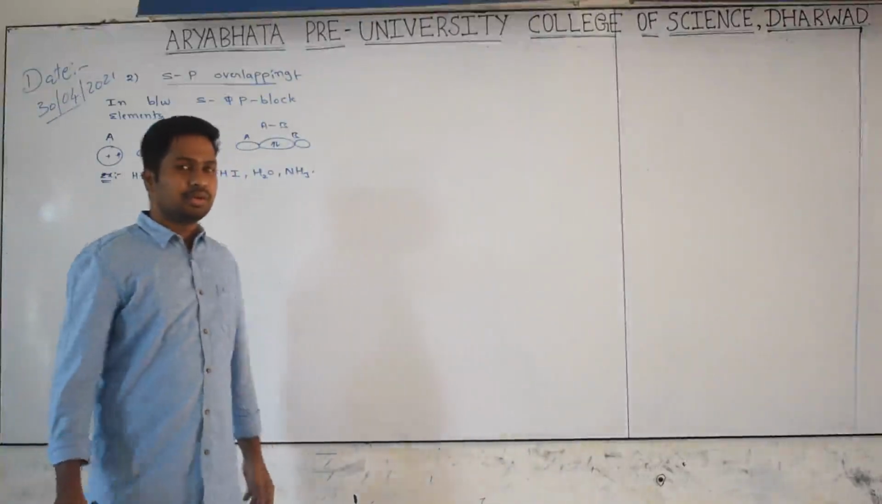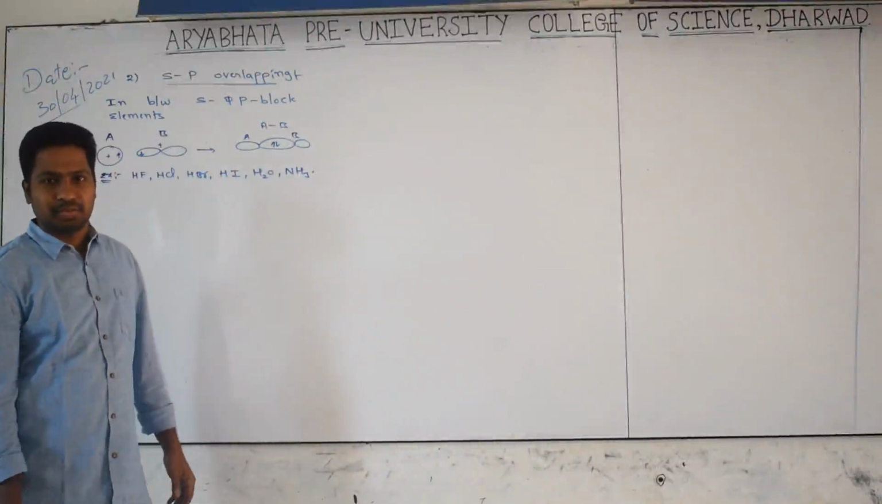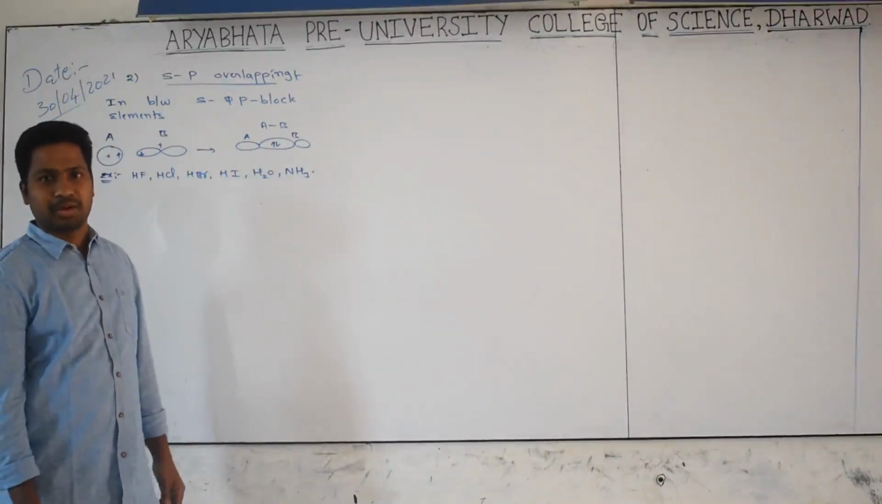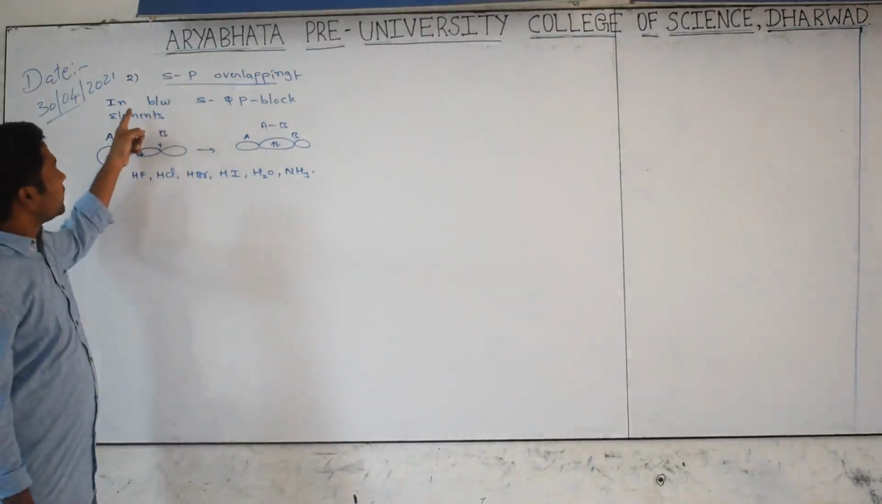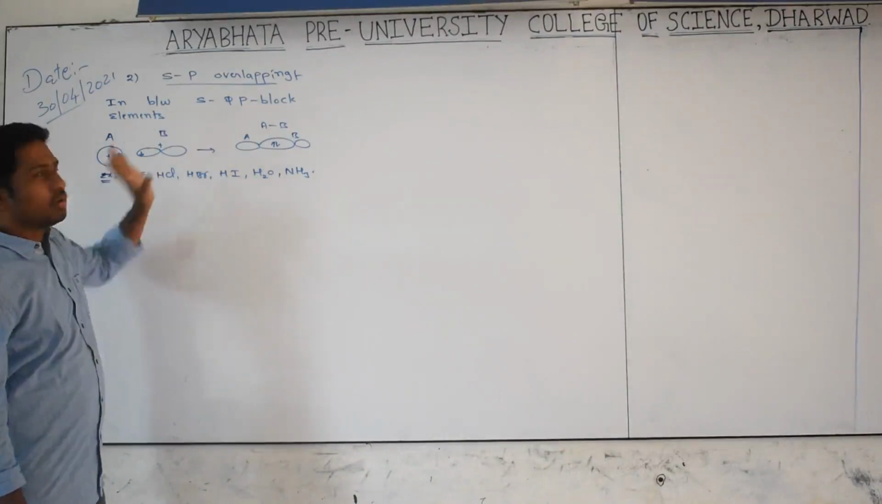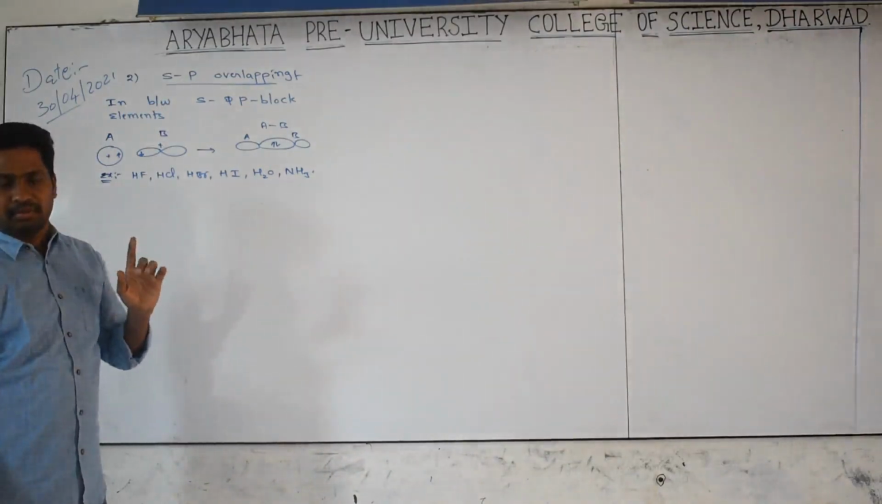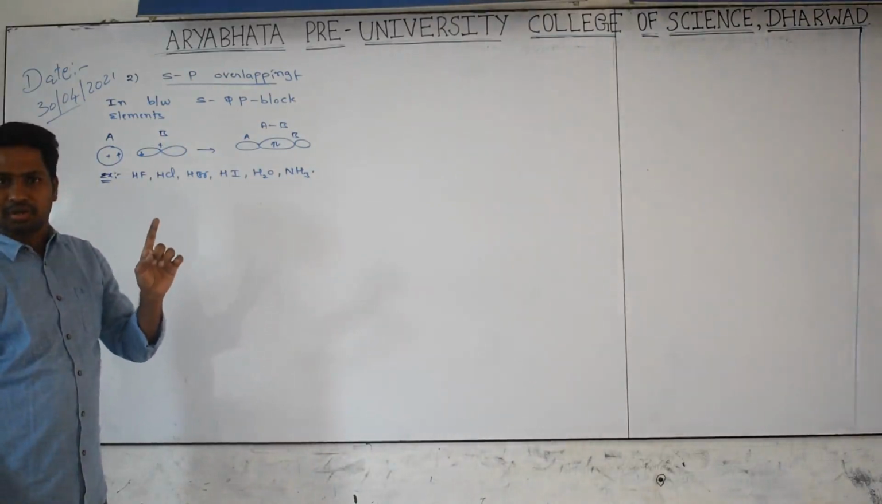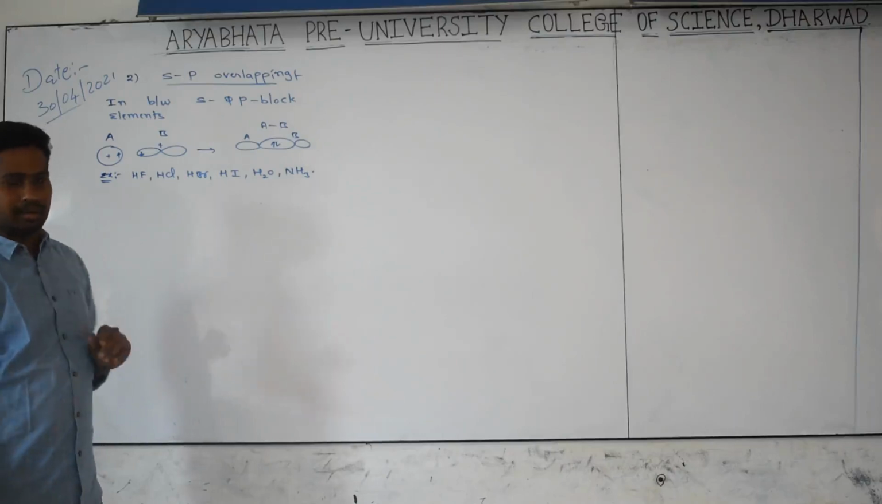We are discussing the types of overlapping. Already we discussed SS overlapping. The second one is SP overlapping. SP overlapping means overlapping between S and P block elements. Compulsorily, one S block element and one P block element should be there. S block means the last electron should enter into the S orbital. P block means the last electron should enter into the P orbital.